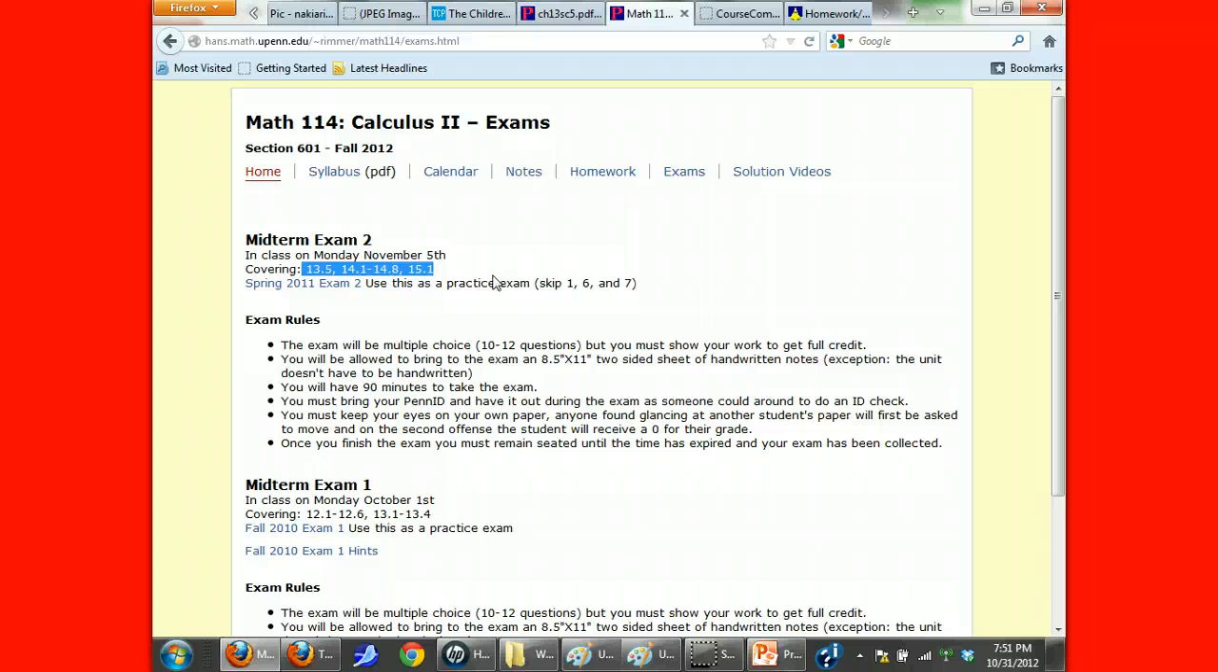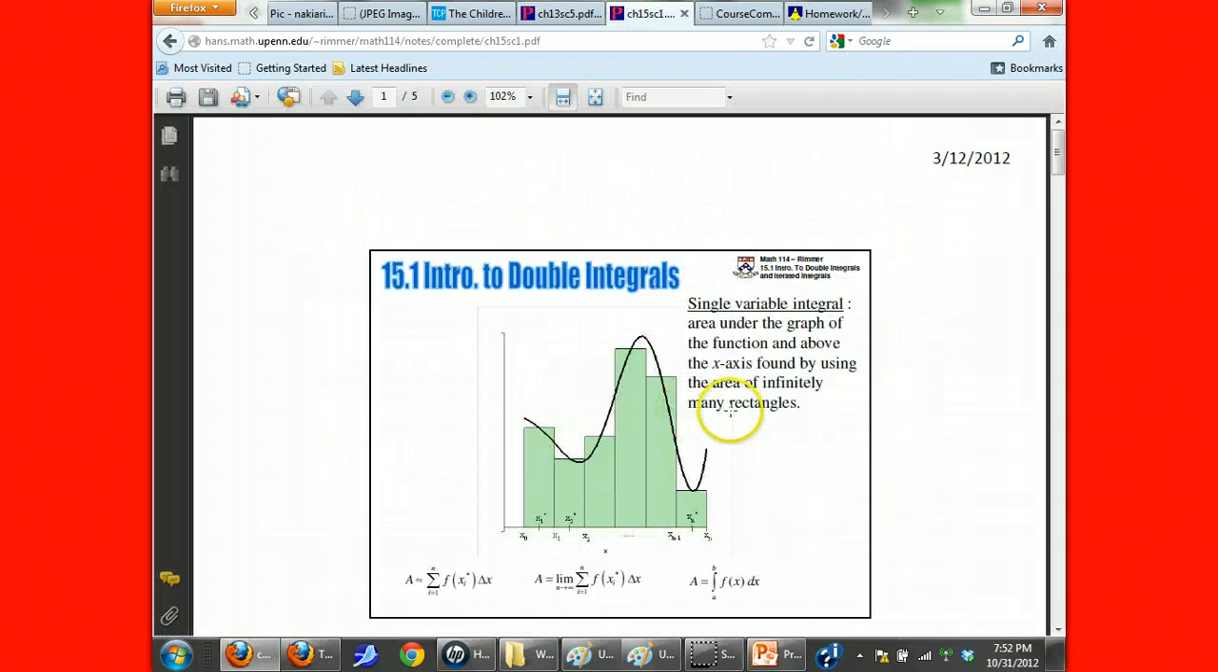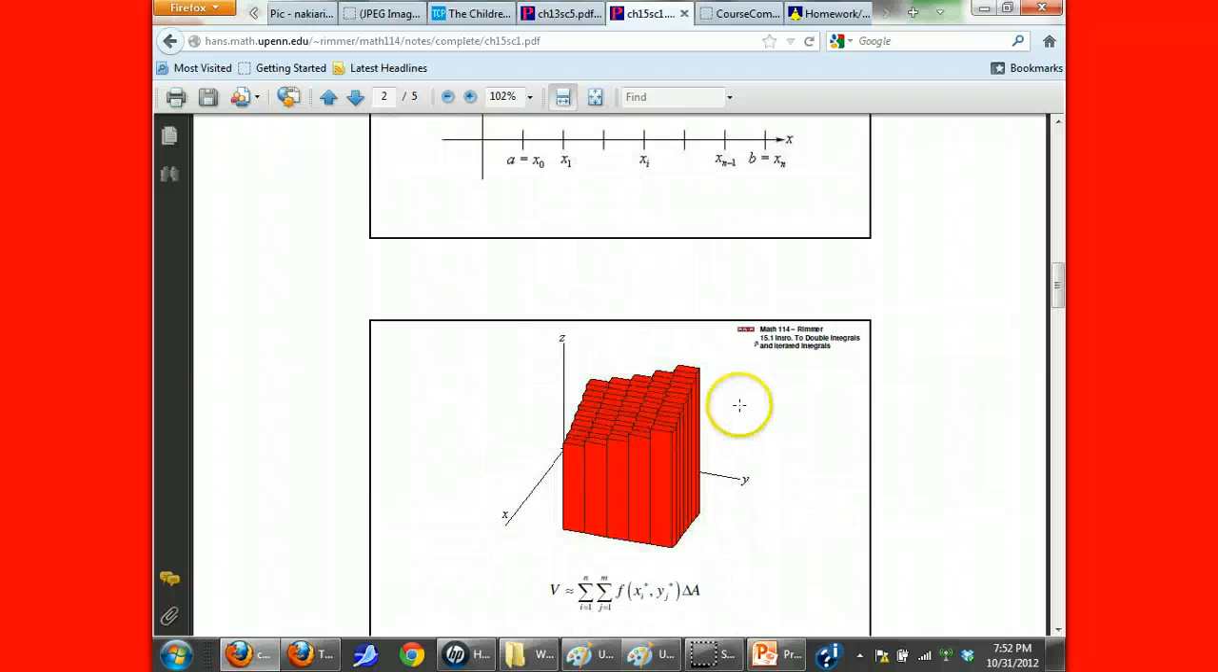15.1. Could you explain why we use the right-hand points of the rectangle? You can use whatever you want. They told you to. You can evaluate the function anywhere. You were dictated, though, in that problem to evaluate them at the upper right-hand corner.